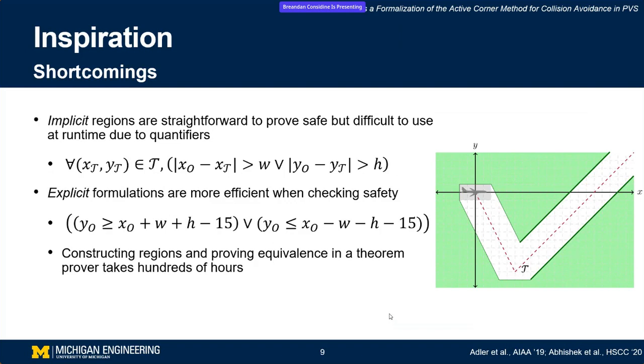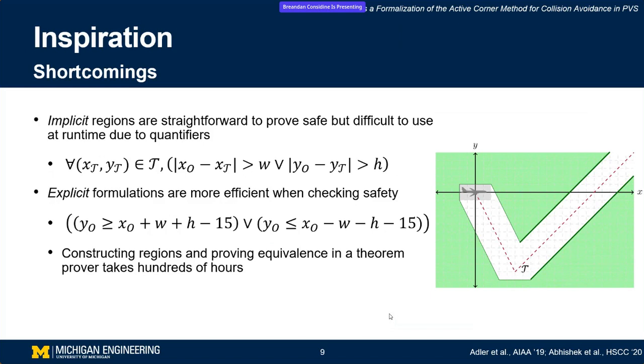So explicit formulations, because they don't have these quantifiers, are much more efficient to check safety, right? You just plug in your obstacle coordinates, you plug in some sort of symbolic constants, and you get either a Boolean answer or maybe some Boolean formula in a couple symbolic variables. But actually generating these explicit formulas is a huge pain, because it's really case by case, really specific to what are the trajectories that you're looking at. Are they parabolas? What kind of objects are you looking at? How are these polygons shaped?